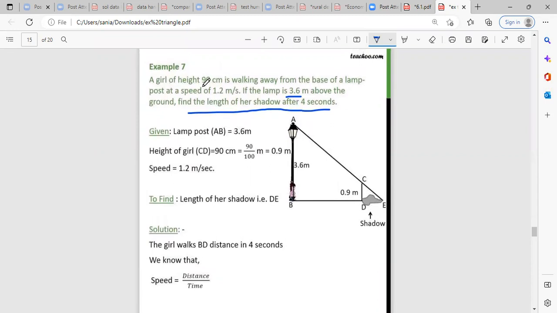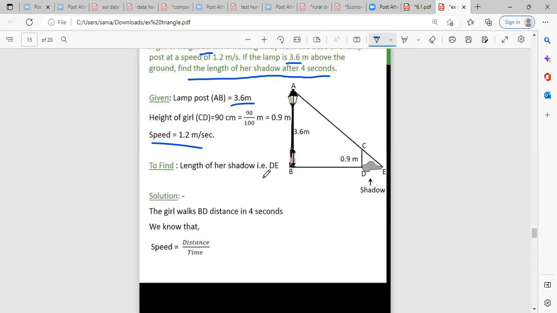So let's just do it. Girl of height 90. Okay, so see what is happening. They have given you the height of the lamp as well as the height of the girl. Over here you can see this is in centimeter and this is in meter, so of course it's a problematic thing. First of all, you will convert this 90 centimeter into meter. The lamp is given AB 3.6, but the height is given in centimeters, so you will first convert it into meter, and speed is given. These are the three things given. Now you have to find the length of the shadow, that is DE.